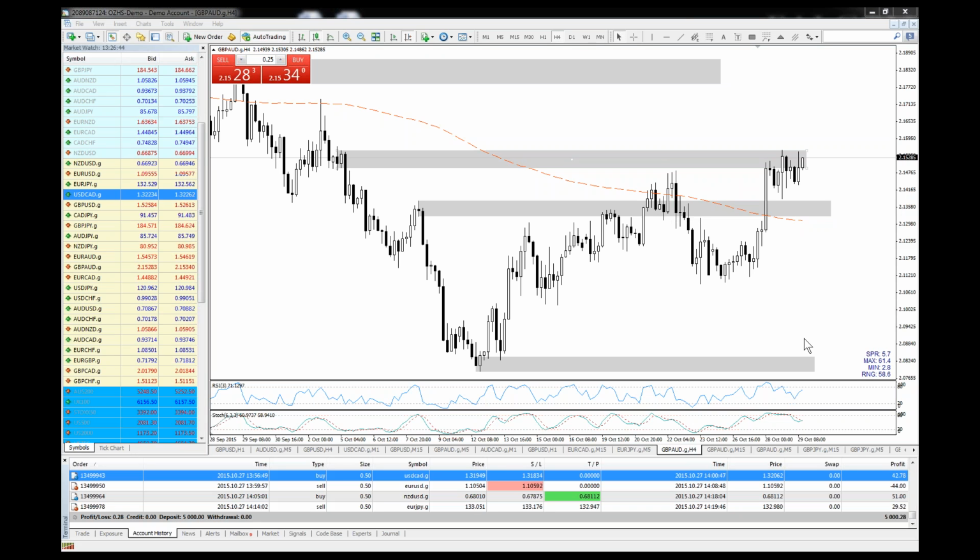Yeah, it was kind of a no-brainer trade there, and it was right at the location as well. So it had all the markings for it. So yeah, that was good.